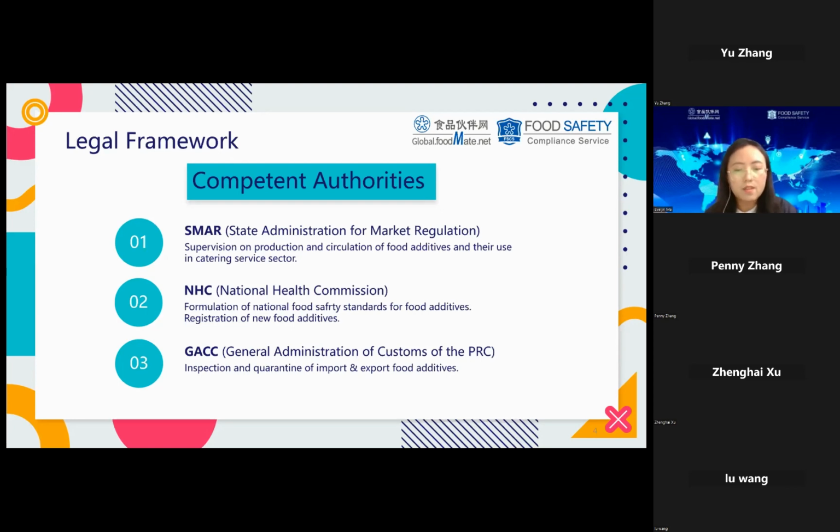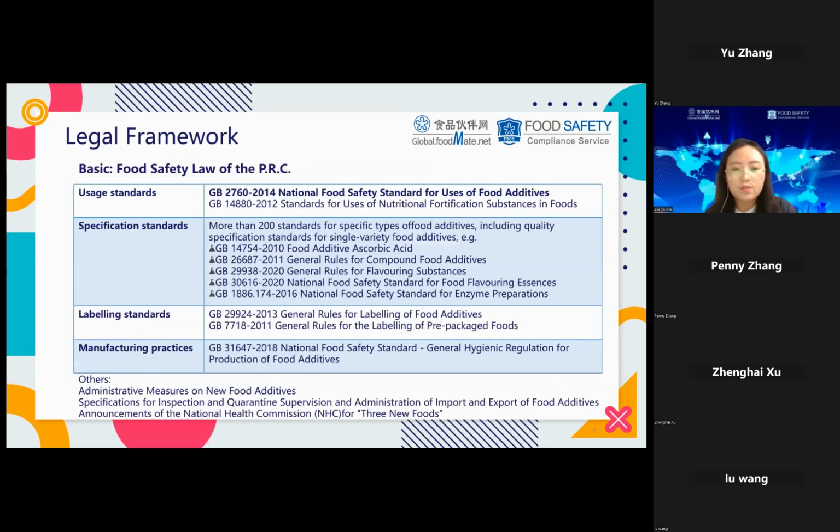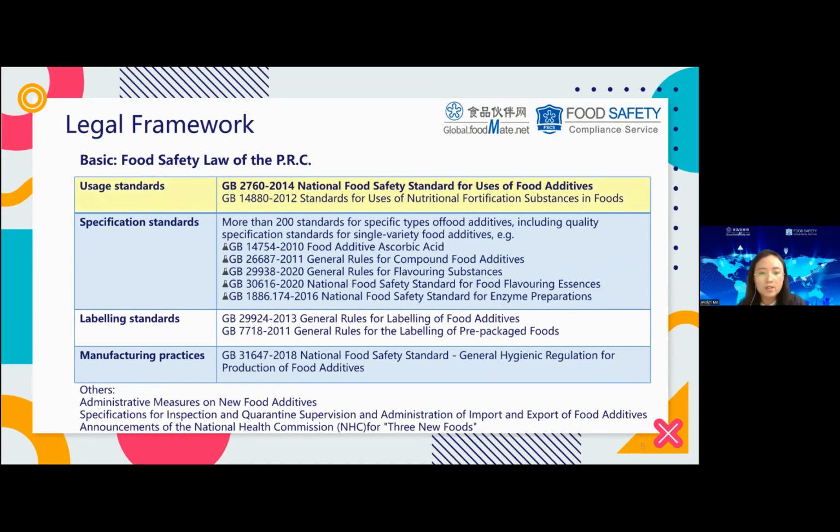The basic regulations related to food products and food additives in China are the Food Safety Law of the PRC and the implementing regulations of the Food Safety Law. But beyond that, we still have many specific standards. And there are four main types of the food safety standards. Firstly, we have the usage standards, with the GB2760 being the most important one.